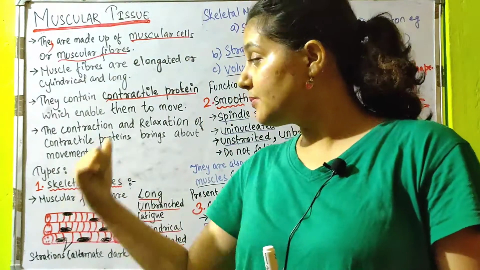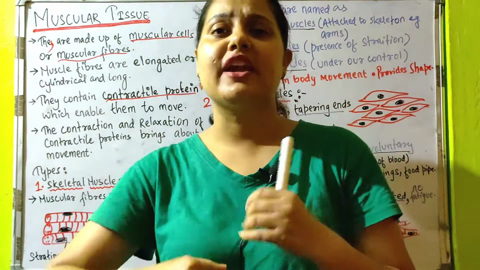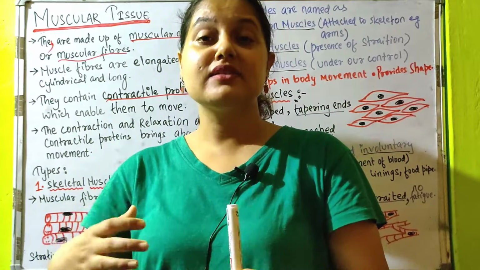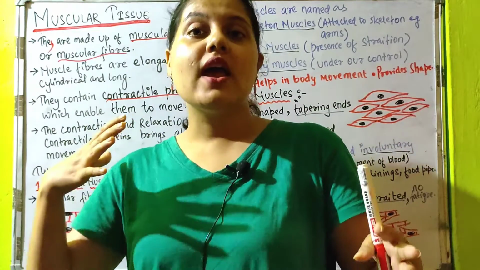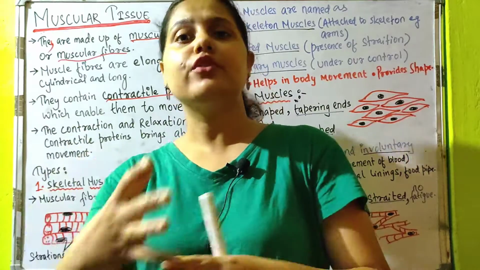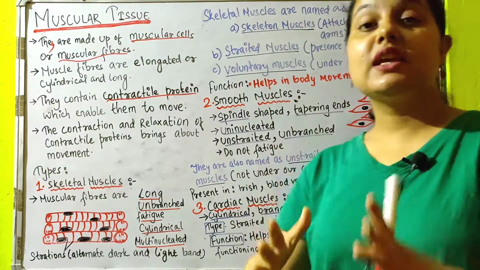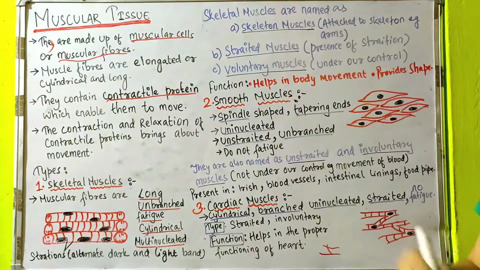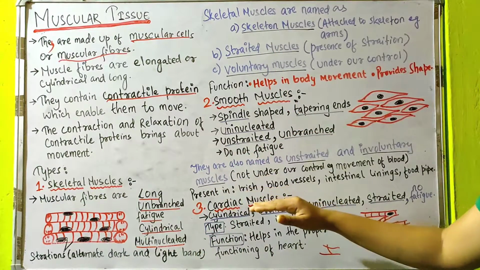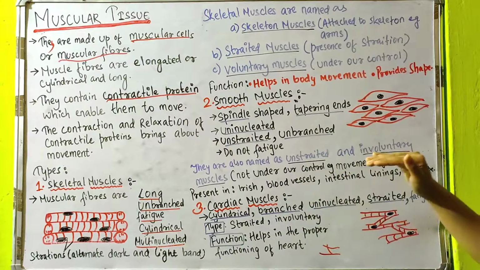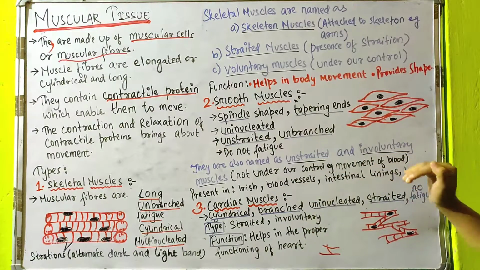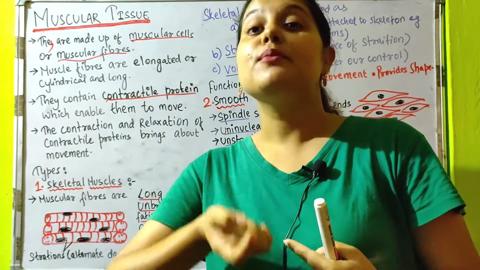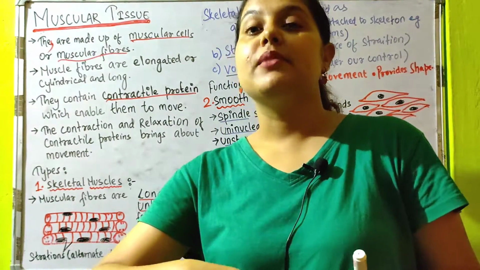But our skeletal muscles, when we do any kind of physical activity, if we run, they get tired, isn't it? That means they cannot work so extensively. They cannot work 24 hours, but these muscles can work extensively and all the time. So they are present in the iris of the eye, blood vessels, intestinal linings, food pipe. They are also helping in peristalsis, that is the movement of food in the alimentary canal.